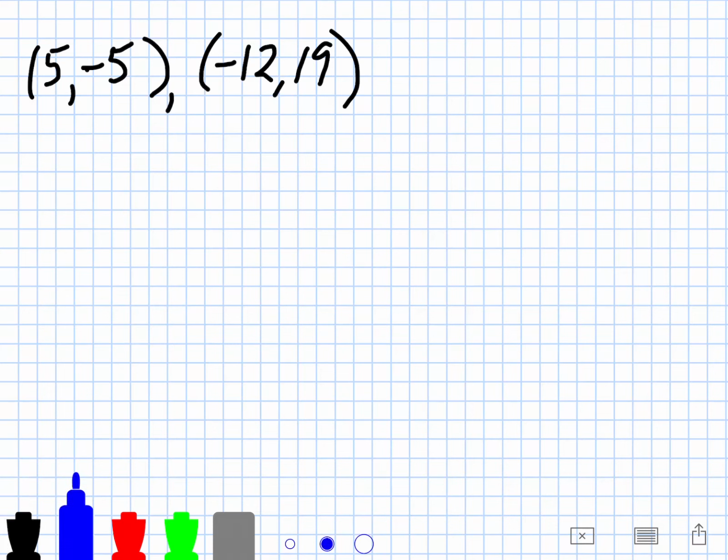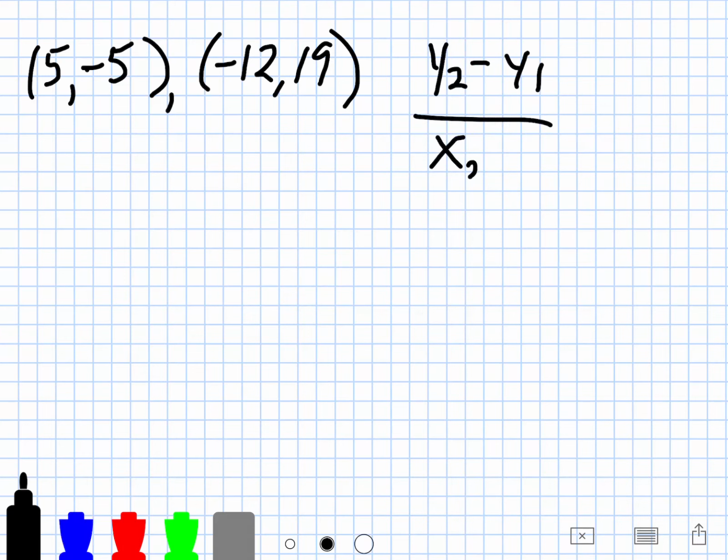The first thing that I'm going to do here, since I'm actually going to use my slope formula, what is the slope formula? We've got y2 minus y1 over x2 minus x1. Make sure you've got your notes on that. We've talked about guided notes over the slope formula. So now I'm just going to fill it in and reduce it.